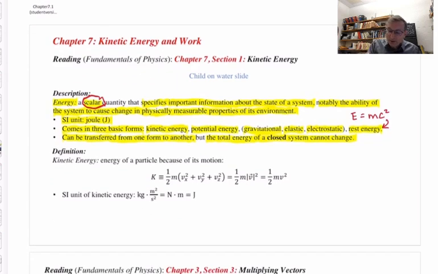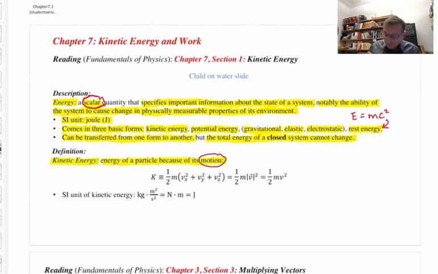So the form of energy that we're going to talk about in this chapter is kinetic energy. That's the form of energy a particle has because it is moving. It's all about motion. The energy a particle has merely because it's moving. Here comes the definition of it. We're just telling you the definition of kinetic energy and the formula you should use to calculate kinetic energy.